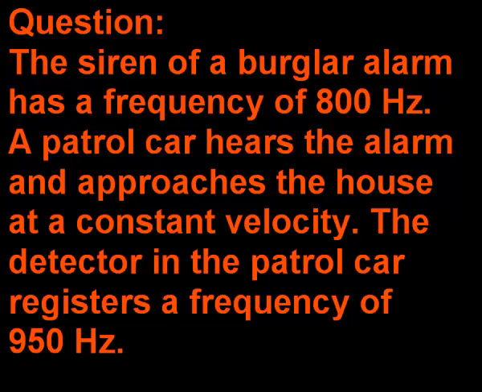Now the question which I would like you to go and attempt is: the siren of a burglar alarm has a frequency of 800 Hz. A patrol car hears the alarm and approaches the house at a constant velocity. The detector in the patrol car registers a frequency of 950 Hz. Now if the speed of sound in air is 340 meters per second, go and calculate the speed of the patrol car. Remember to take into consideration those 4 tips that I've given you, and to first pause your play and attempt it before you look at the answer.